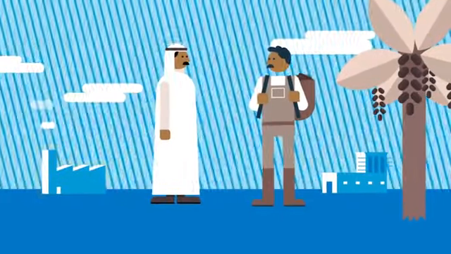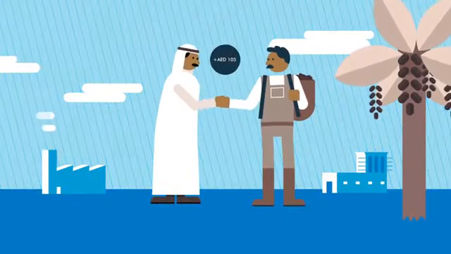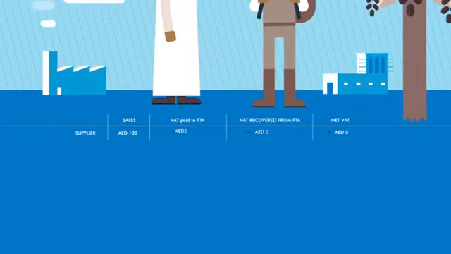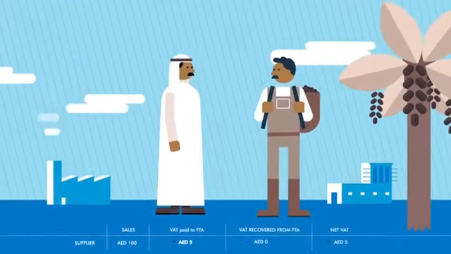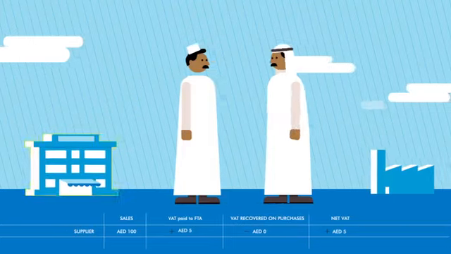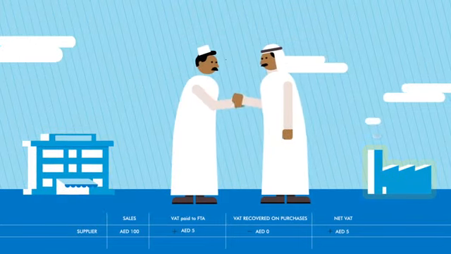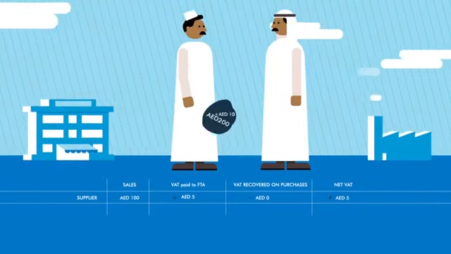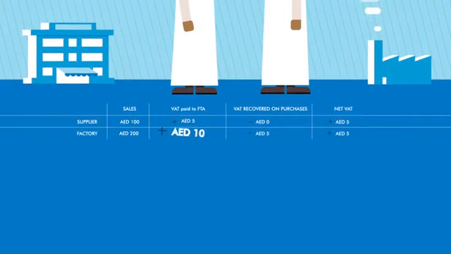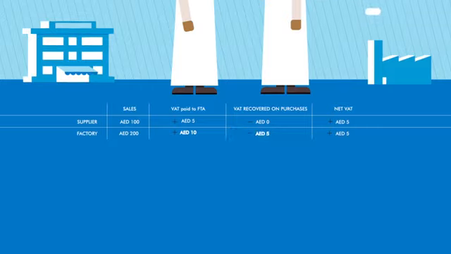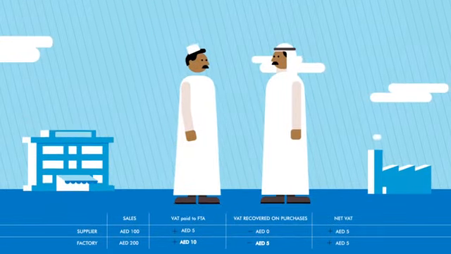This factory buys dates to make date syrup for 105 dirhams. 5 dirhams of VAT charged by the supplier is given to the FTA. This shop buys date syrup from the factory for 210 dirhams. 10 dirhams of VAT is given to the FTA. However, the factory reclaims 5 dirhams of VAT from the date purchase.